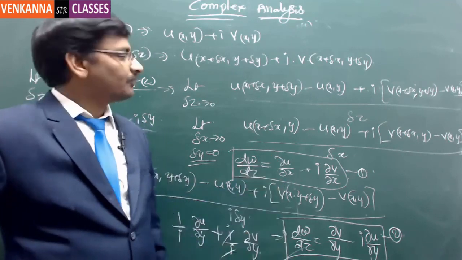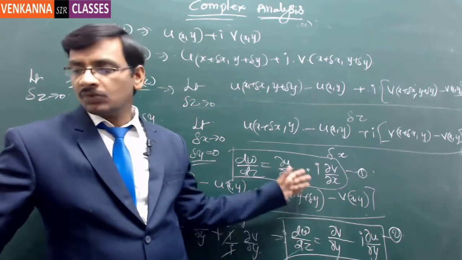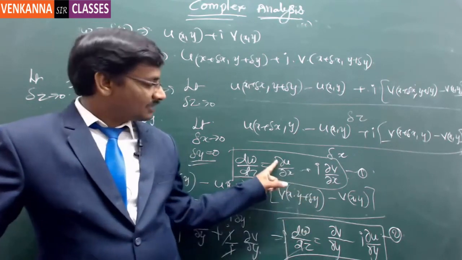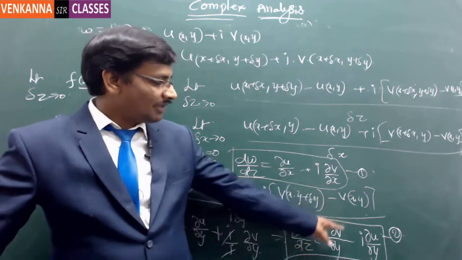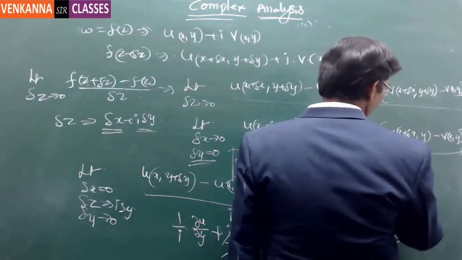Both should be equal. As the theorem of complex analysis says that the corresponding terms are equal. That's what we call as the ordered pair. That means the real values are equal and the imaginary values are equal. Which means dou u by dou x is equal to dou v by dou y.